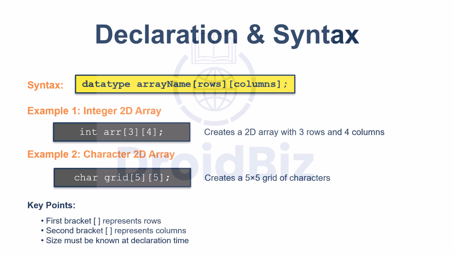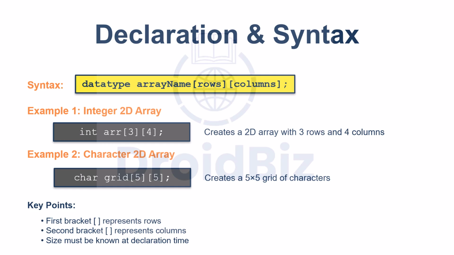Now let's learn how to declare a 2D array. The syntax is simple. You write the data type, followed by the array name, then 2 sets of brackets. The first bracket contains the number of rows, and the second bracket contains the number of columns. Let's look at example 1, an integer 2D array. We write int arr, first bracket containing 3 and second bracket containing 4. This creates a 2D array with 3 rows and 4 columns, which can store integer values.